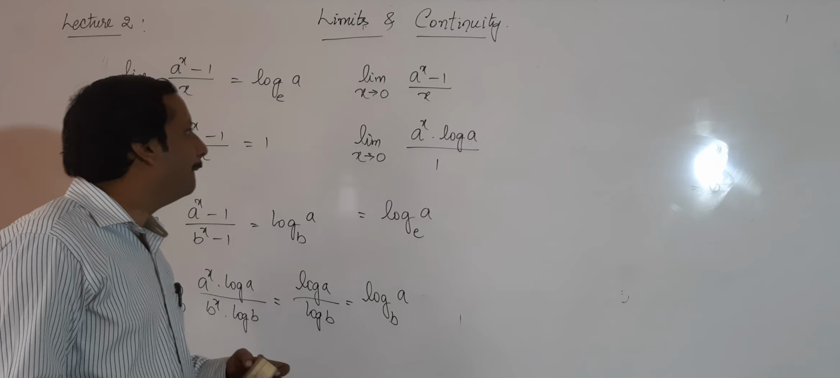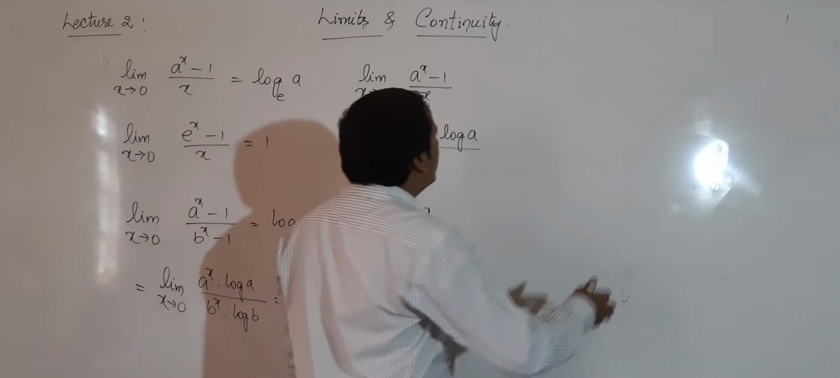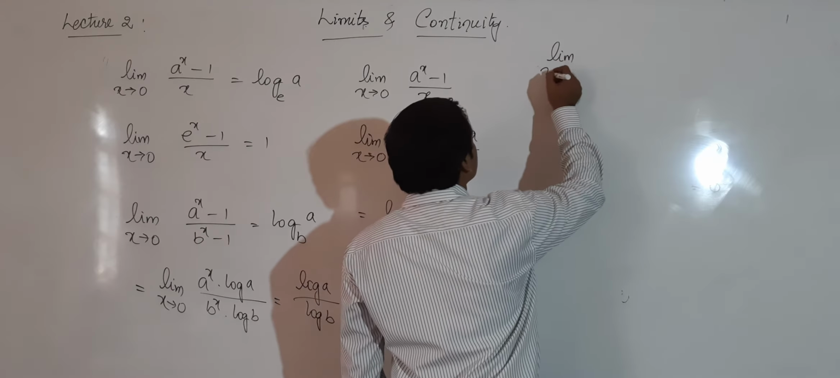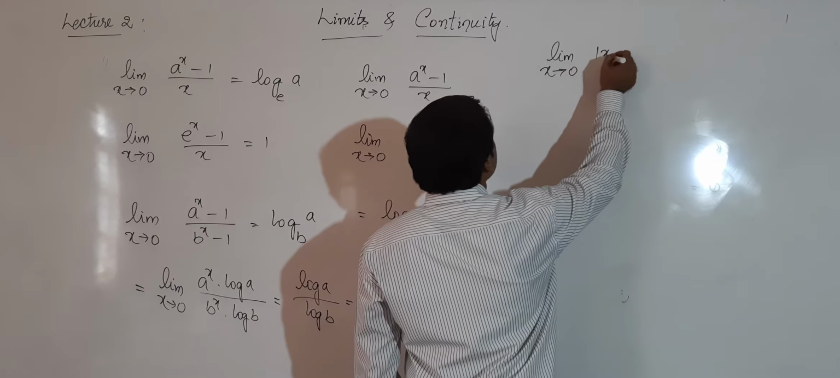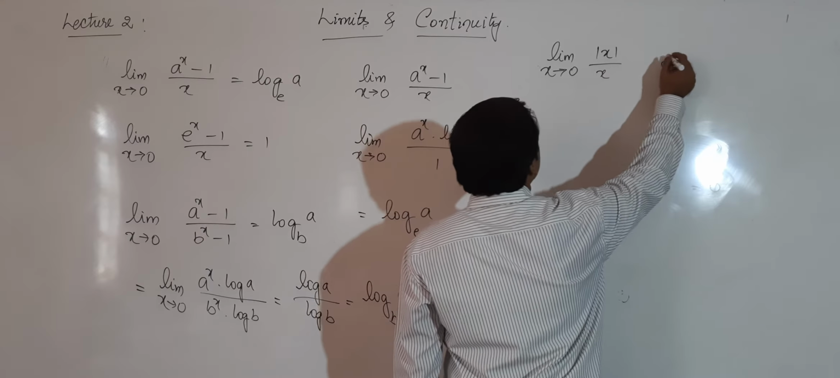Then, what next? Suppose I have this limit x tends to 0, mod x by x, this limit does not exist.